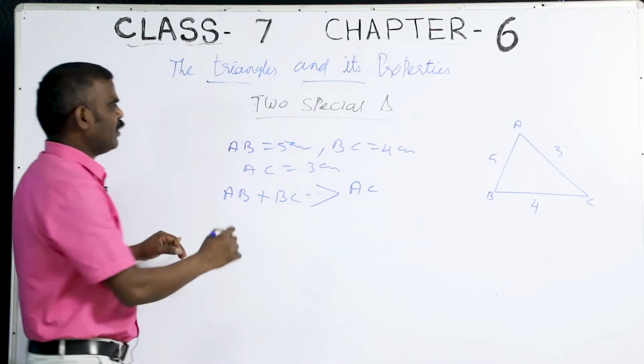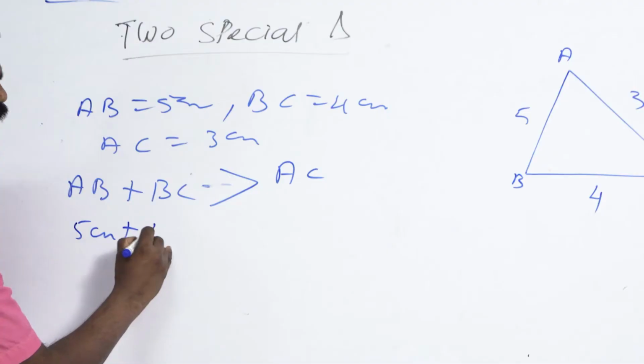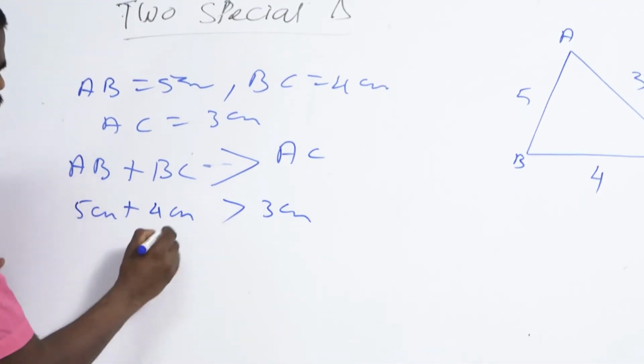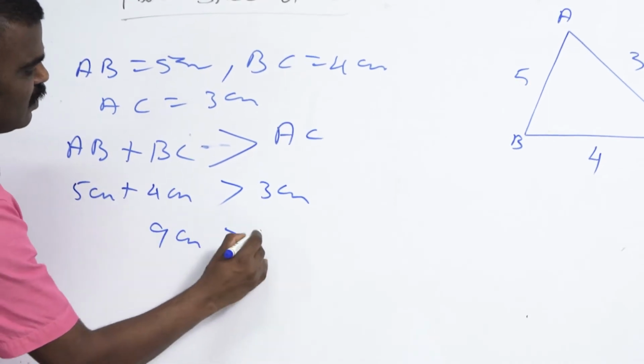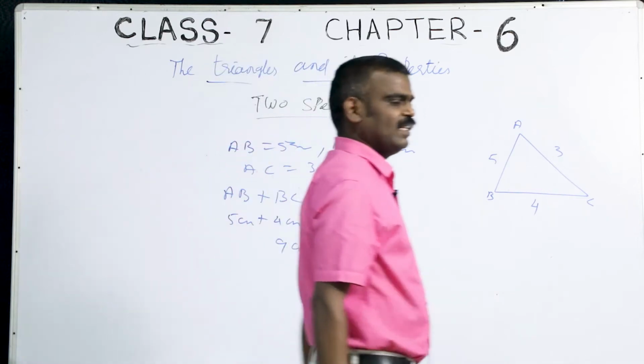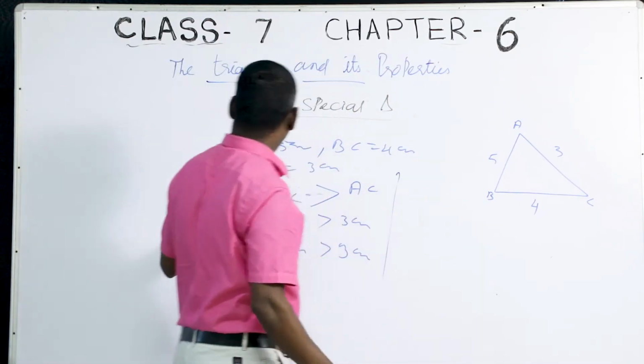Let us check. AB how much? 5 centimeter. BC how much? 4 centimeter. And AC how much? 3 centimeter. So 5 plus 4 how much? 9 centimeter. So 9 is greater than which one? 3.